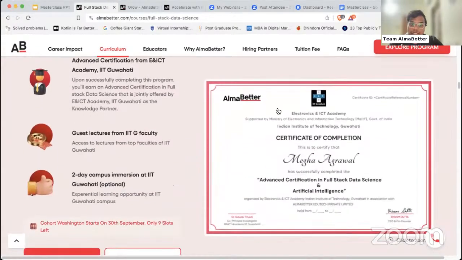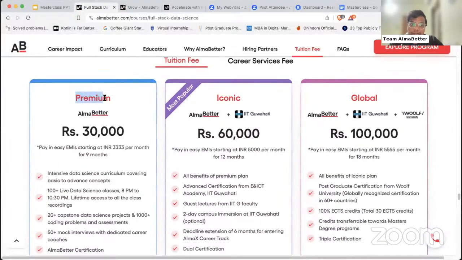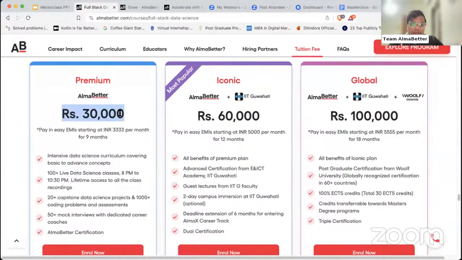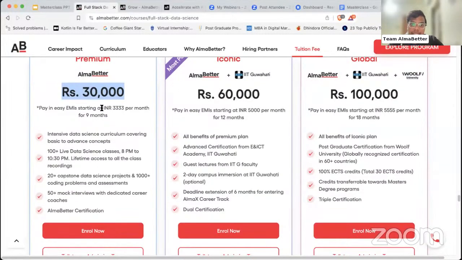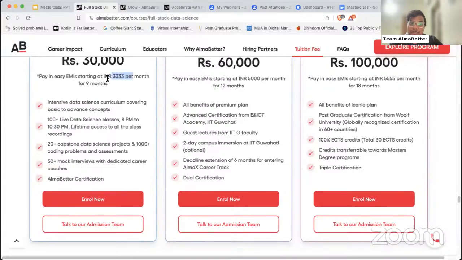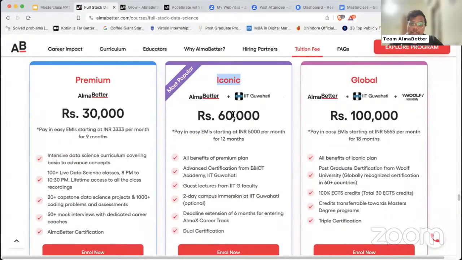And here you can see the tuition fee. This is the premium. For the premium category, the fee is 30,000 and you can pay in EMI. I know most of us are from middle class families, or if you are working in a corporate or something like that, you can pay EMI. It will be easy for you. By the time you complete the course, your EMI will also be completed. For the iconic most popular batch, we are giving IIT Guwahati certification, as you can see, which costs around 60,000.